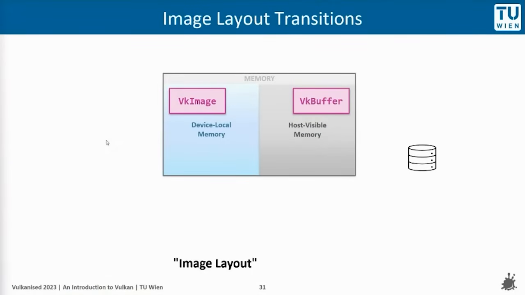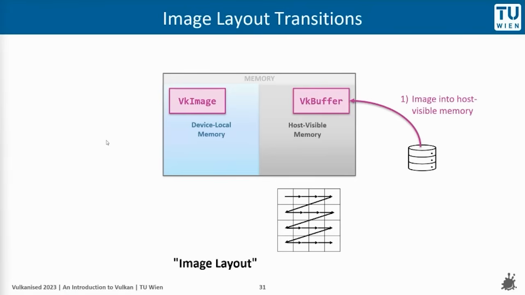So just imagine what happens when we use an image. At some point, we have to load that image from the disk into main memory, let's say into a host visible buffer in main memory. And a common byte order for that image would be such a row-wise layout. So first row, second row, and so on. So just in terms of how the image is stored on the disk or in memory. And we can call this an image layout.